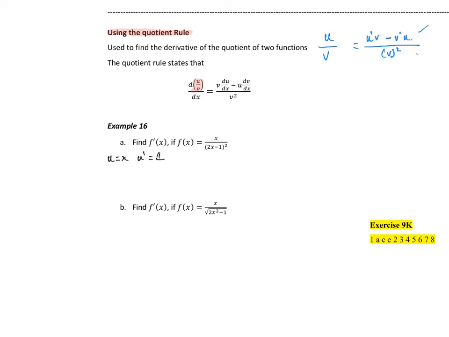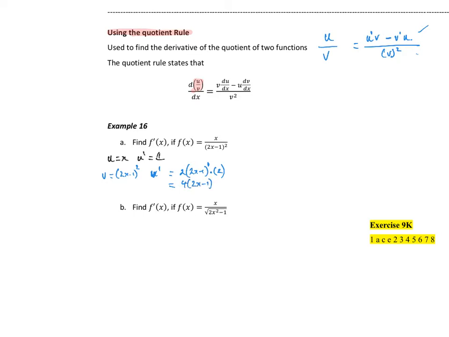let's put v equal to 2x minus 1 squared, which means v dashed is equal to 2 at the front, 2x minus 1, take 1 from the power, times the 2 inside, which is 4 times 2x minus 1.